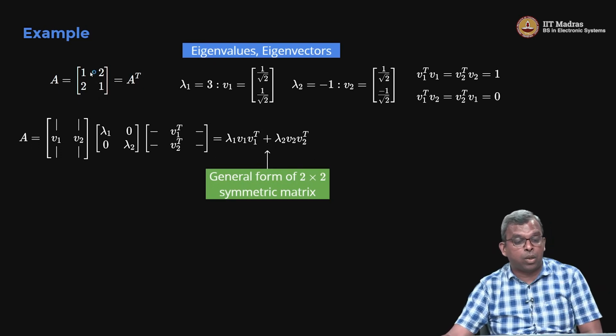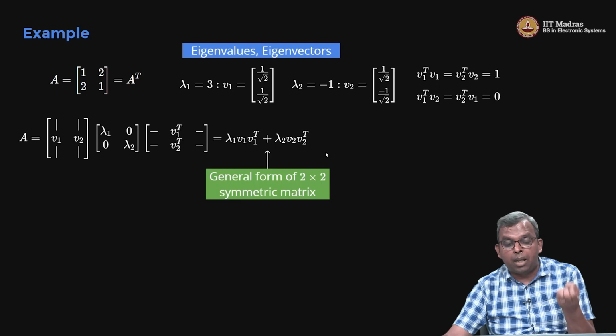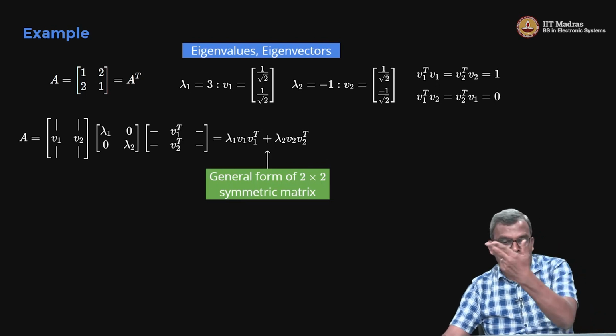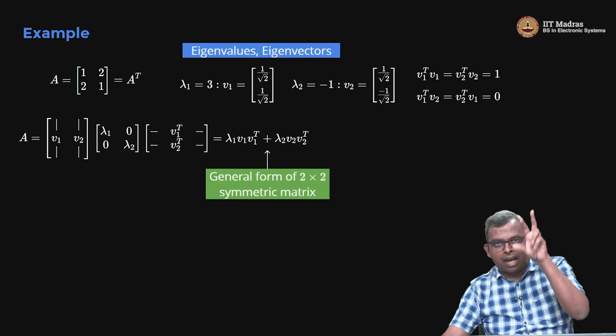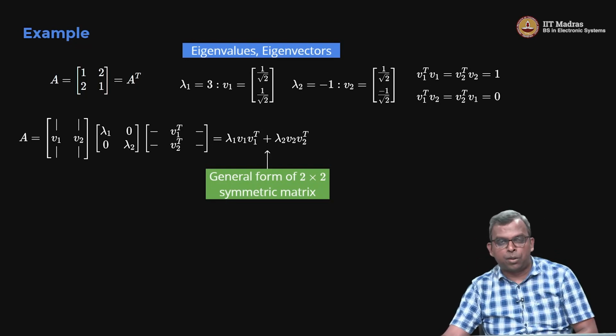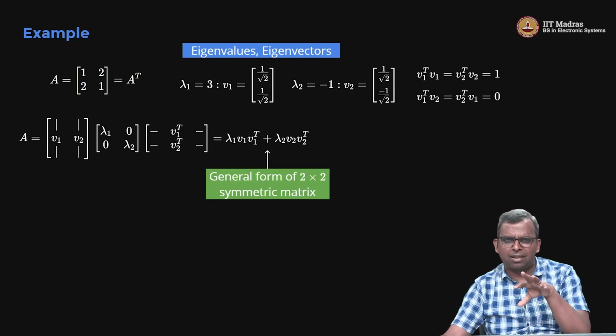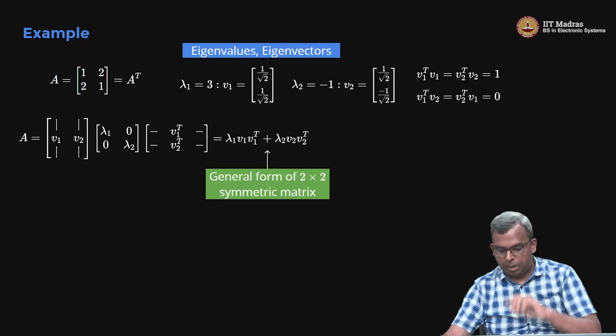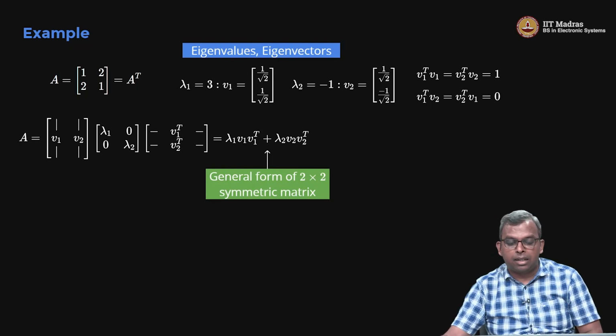Any symmetric matrix, say 1, 2, 2, 1 in 2 by 2, you can write it in this format. Okay. Lambda 1 times the first eigenvector transpose plus lambda 2 times the second eigenvector transpose. Okay. So, this is a very powerful property. This is actually called the spectral decomposition, or the spectral theorem, that describes this.